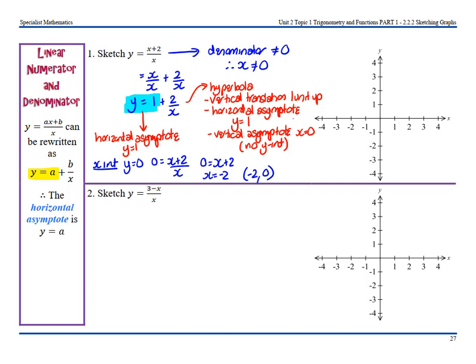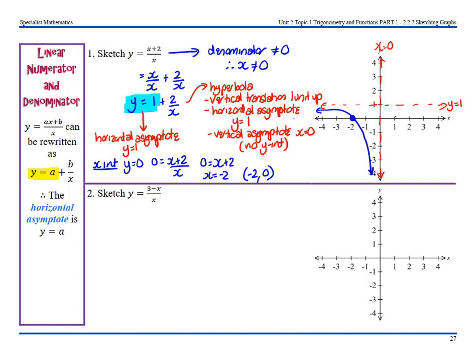So let's go and sketch, put in our asymptotes. So y equals 1. We also have our vertical asymptote at x equals 0. We know our x-intercept is at negative 2. So on this side, it's looking like that. Now you might want to find one other point for your other side.